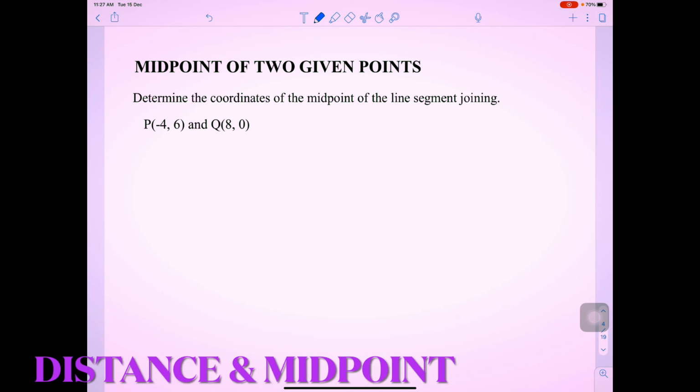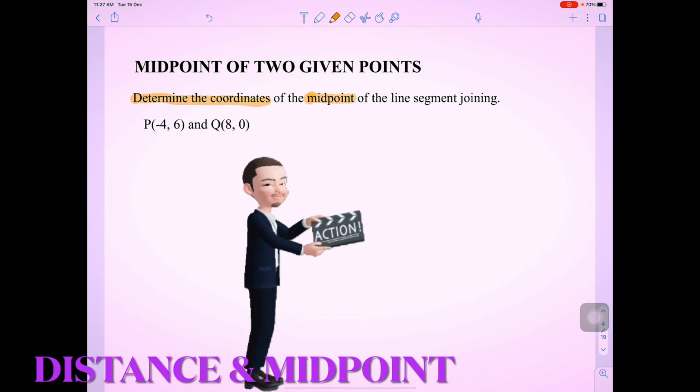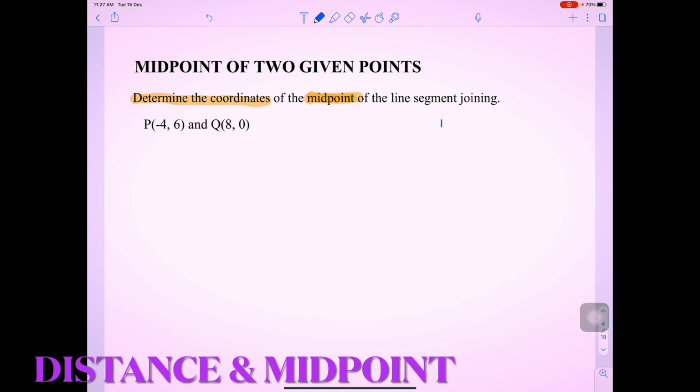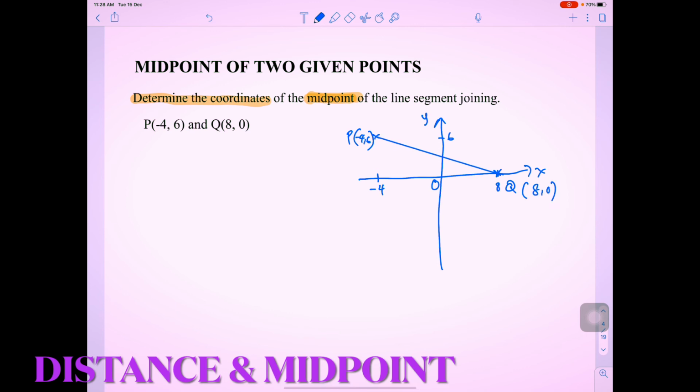Let's look straight away at an example question. Determine the coordinates of the midpoint of the line segment joining P and Q. If we look here in the Cartesian plane, x and y axes, P is the point (-4, 6), and Q is (8, 0). Then join the 2 points and find the midpoint. Let's say this is M, the midpoint.